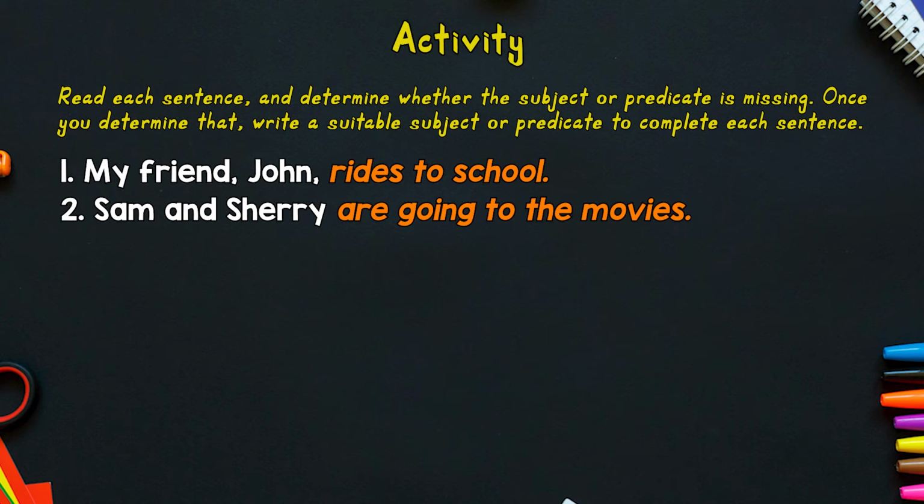Number 2, Sam and Sherry are going to the movies. Again, Sam and Sherry would have been identified as the subject. And in this case, it was a compound subject because we're speaking about two persons, Sam and Sherry. So what about them? Are going to the movies. And that was the predicate that I added to make my simple sentence.